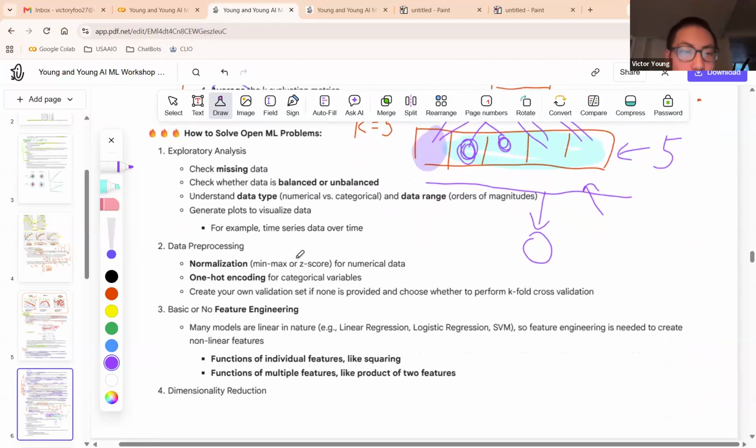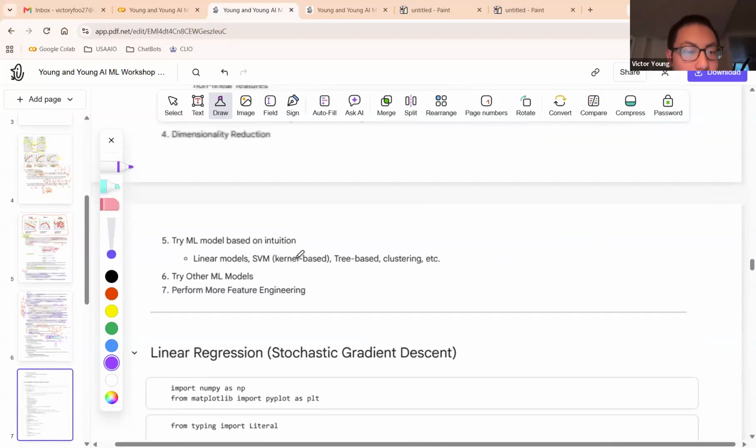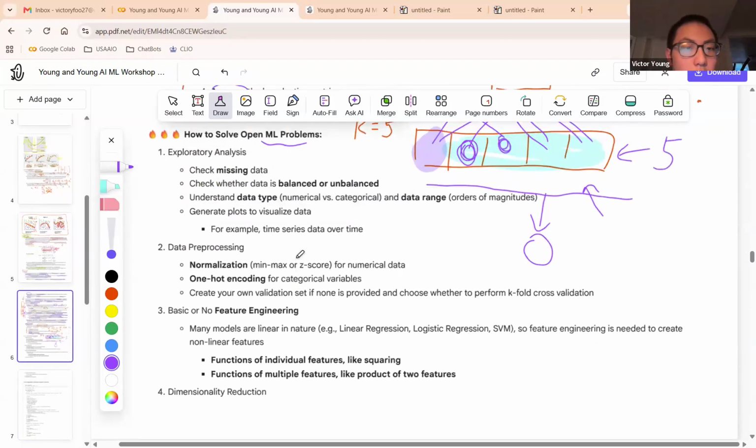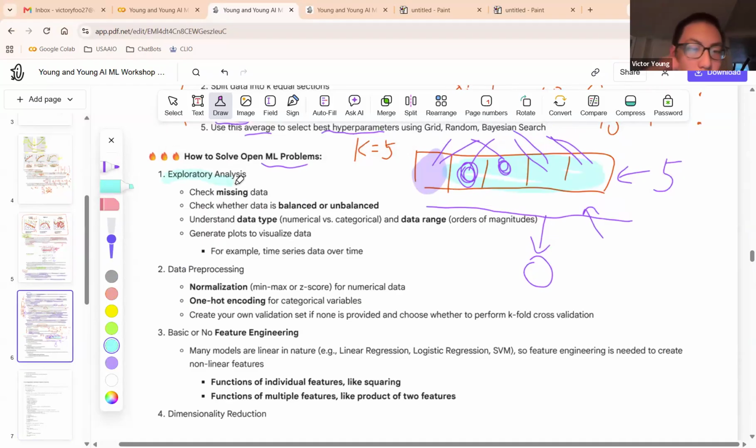Okay, now let's move on to, in general, how should we solve open machine learning problems, which is very related to our competition. We have a data set, and let's say it's classification. We want to have a high F1 score. What should we do? So this is very important, and you should always keep these 7 points in mind. This is what most ML engineers do as well. So first, we should have exploratory analysis. First, you should check missing data.